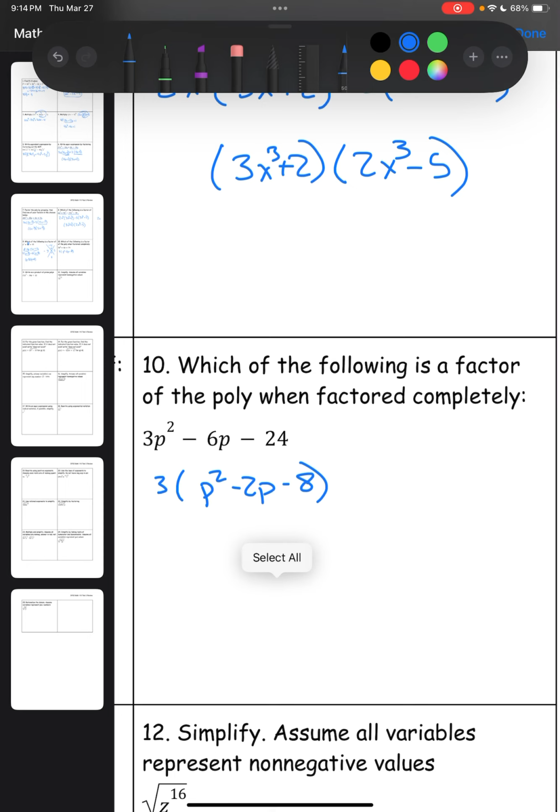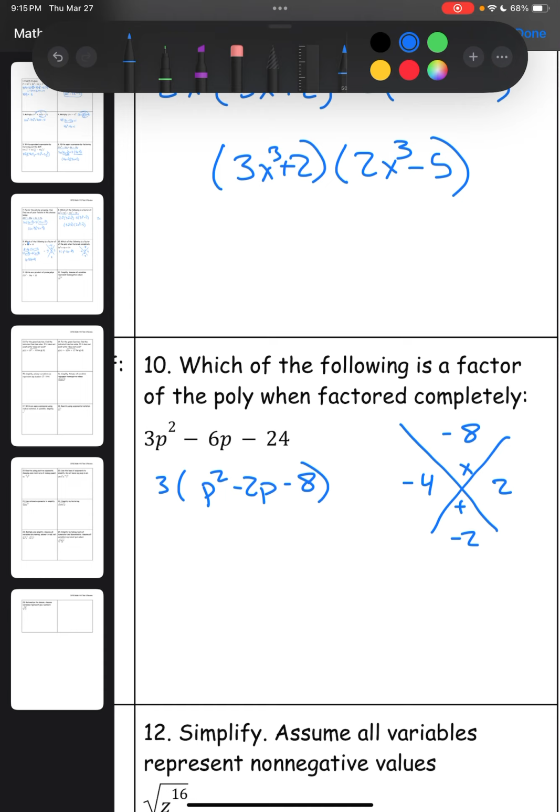So we can do that x method here, which I kind of do. We're going to focus on this part. So 1 times negative 8. Negative 8 needs to add to negative 2. Well, what two factors can do that? Well, negative 4 plus 2 gets us negative 2, and when you multiply, you get negative 8. So we're going to split those up.